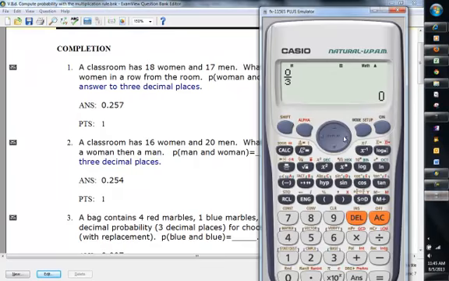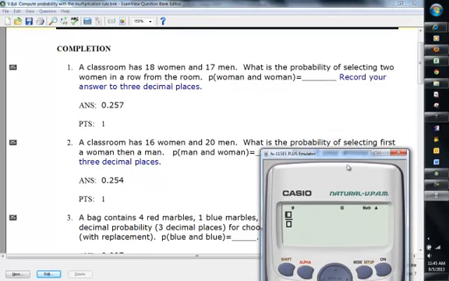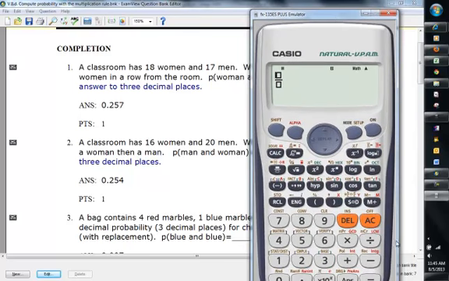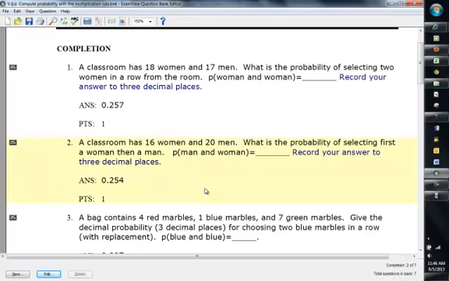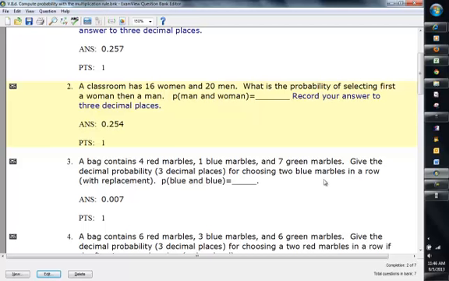Well, there's 18 women out of 18 plus 17. So that's the probability of selecting a woman first. This should be a multiply. So we're going to multiply those 2 probabilities together, and we get 0.257.